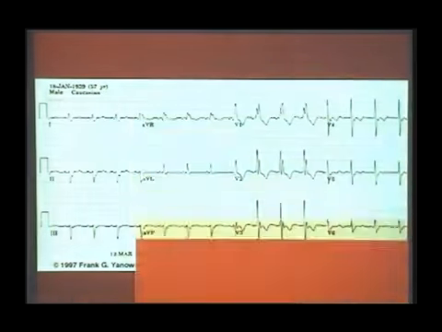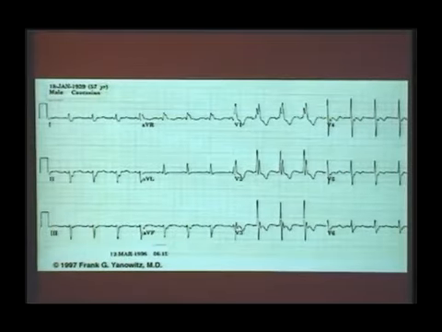What bundle branch block is this? Right? RBBB or LBBB? Why RBBB? Slurred negativity. What is it? Chest leads. What is it?